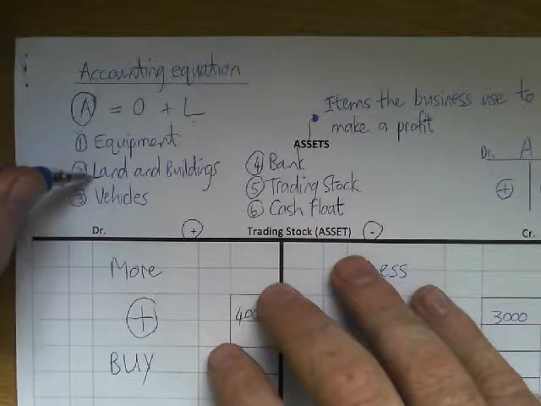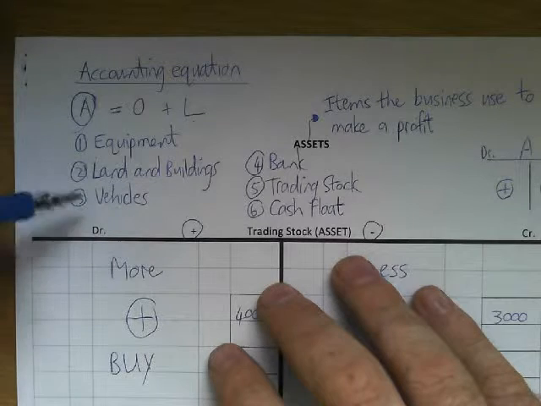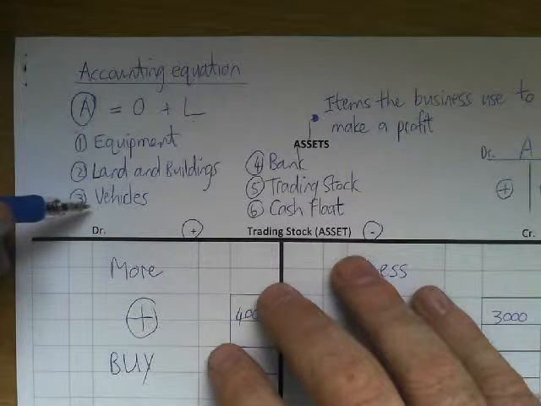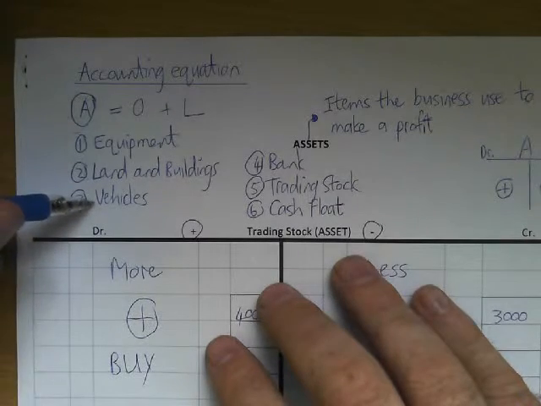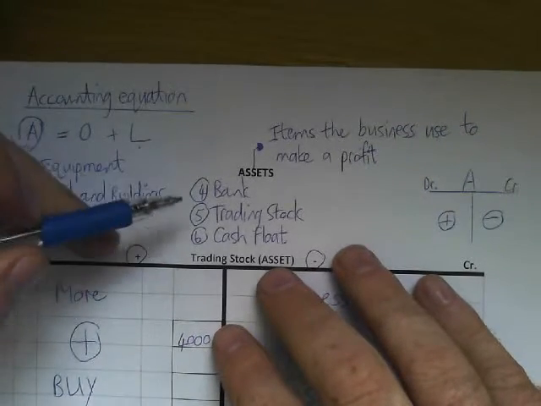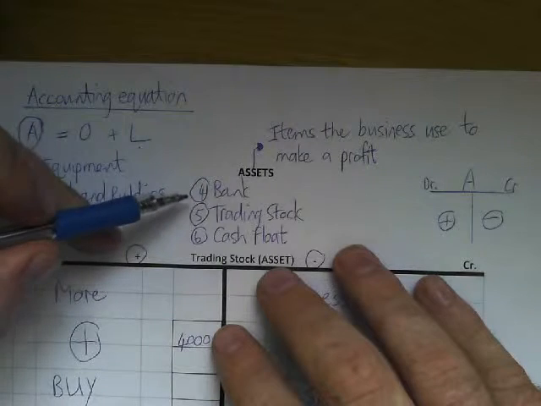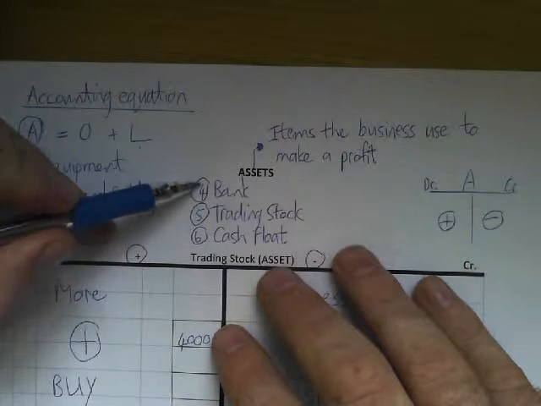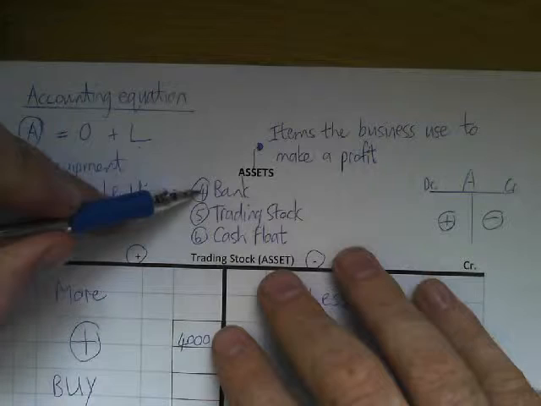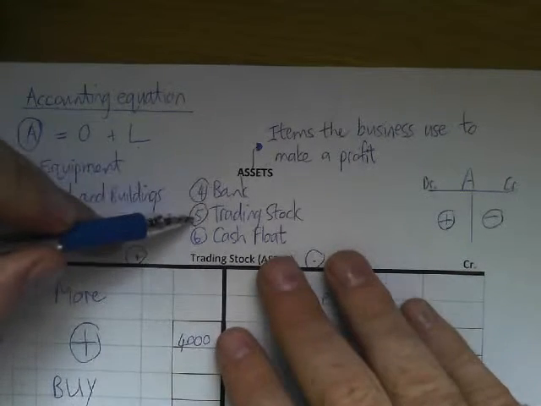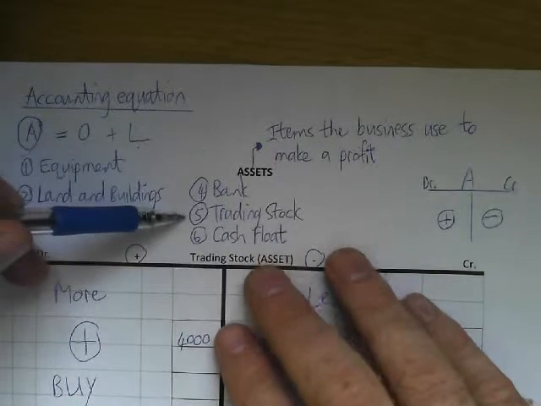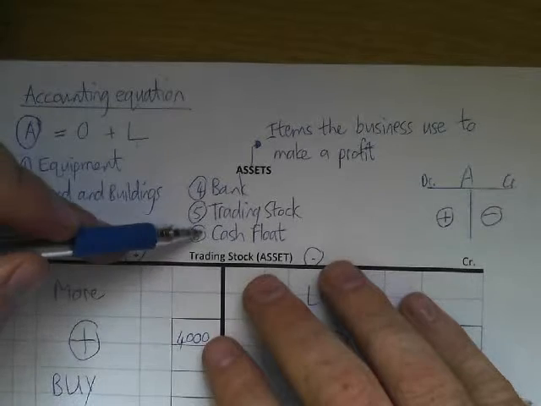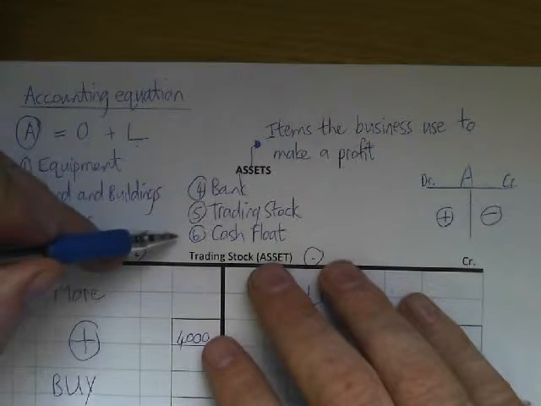Now I decide to drive to the shop to buy a chocolate, and rather than walking, I drive with my vehicle or my car, so the third one is vehicles. I need money to pay for the chocolate, so I go to the ATM and I withdraw money, and that is bank. I go into the store and the chocolate that I buy is trading stock for the owner. So the fifth one is trading stock. And the last one that we're going to look at now is cash float.